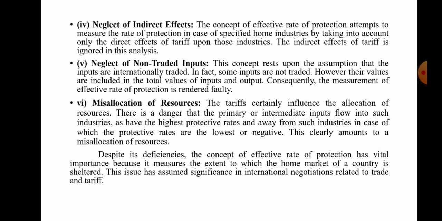Despite its deficiencies, the concept of effective rate of protection has vital importance because it measures the extent to which the home market of a country is sheltered. This issue has assumed significance in international negotiations related to trade and tariff.